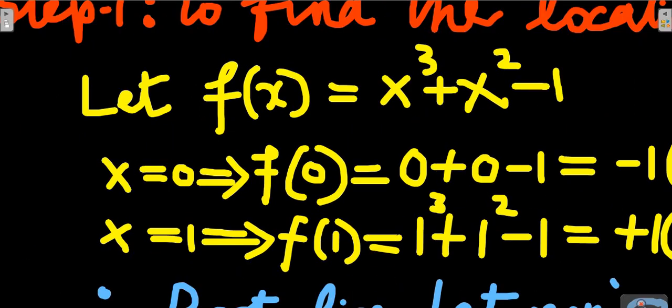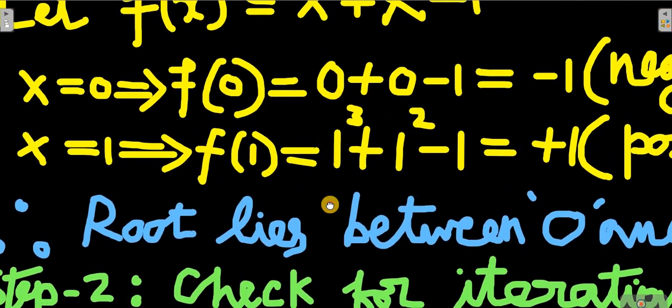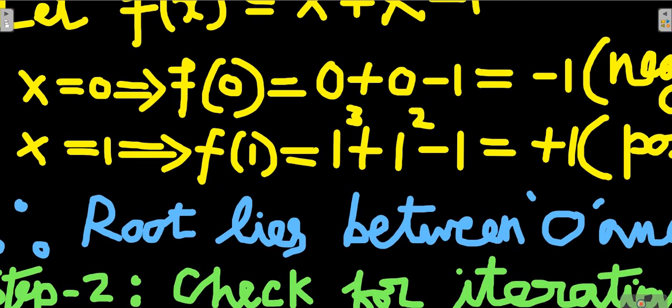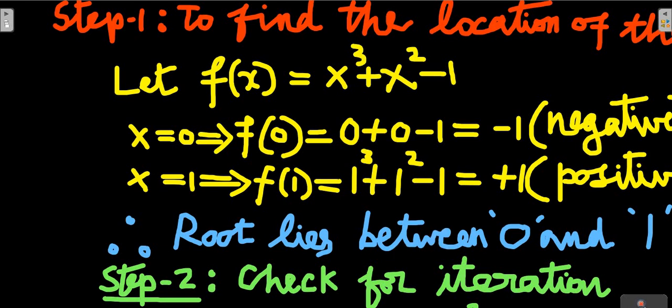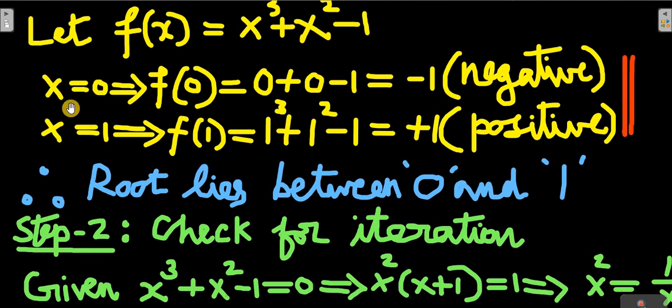When we put x equal to 0, we get f of x equals 0 cubed plus 0 squared minus 1, that is 0 plus 0 minus 1 equals minus 1. We get a negative value here. So when x takes the value 0, f gets minus 1, a negative value.